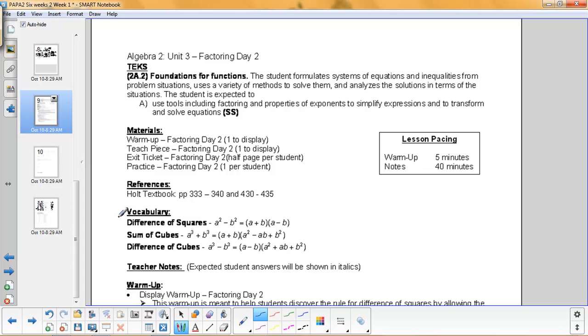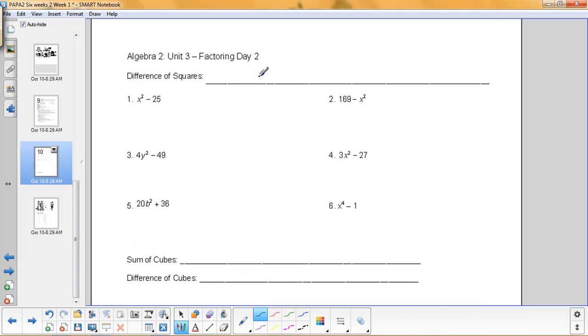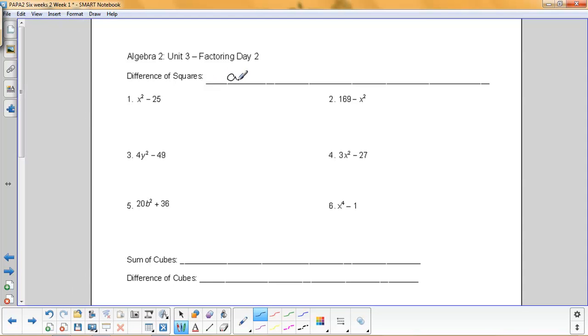Factoring Day 2, we're going to look at some shortcuts that you can use to help you solve factoring problems. Difference of squares states a squared minus b squared becomes a minus b times a plus b. Use this through each one of these examples below.